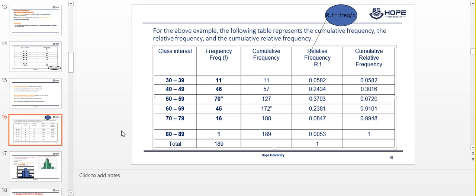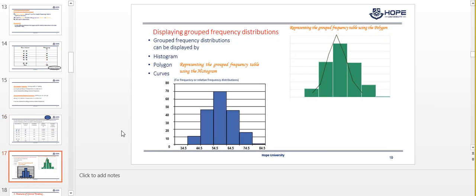I think you should understand it. Also, to display a group frequency distribution, we use graphs like the histogram, polygon, and curve, as you see in this table. This is a histogram. This is a polygon, and there is a missing one for the curve line.